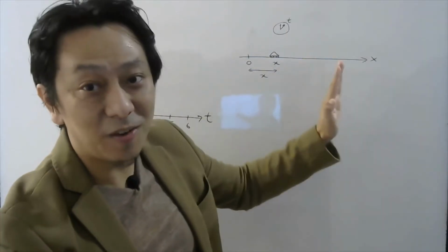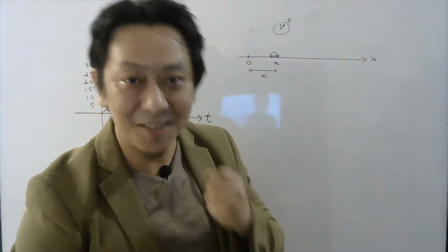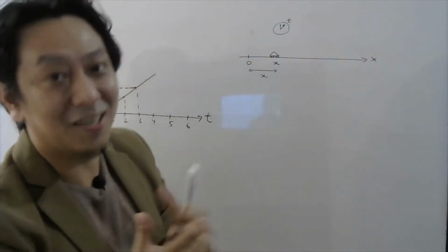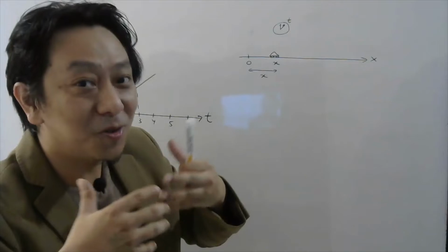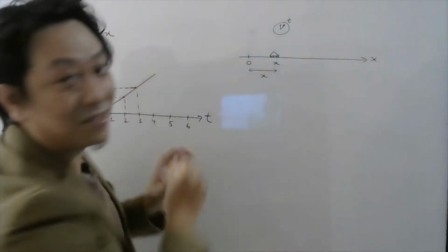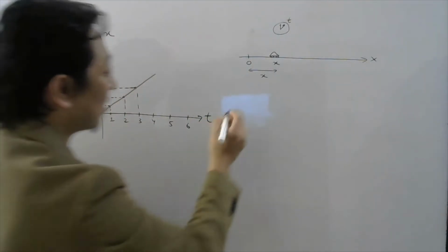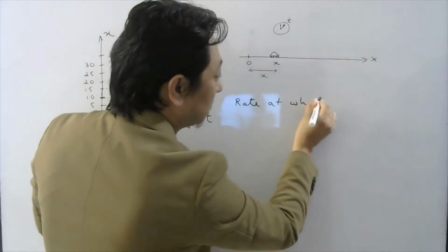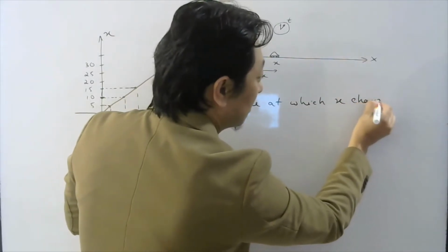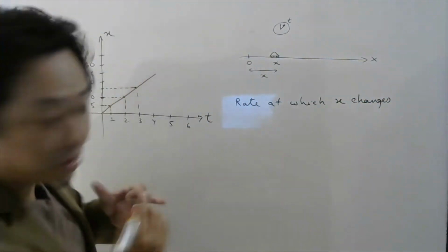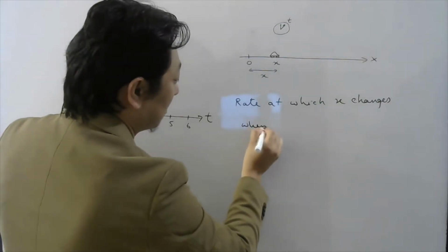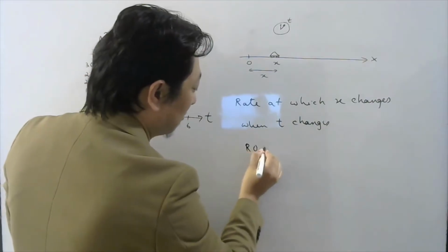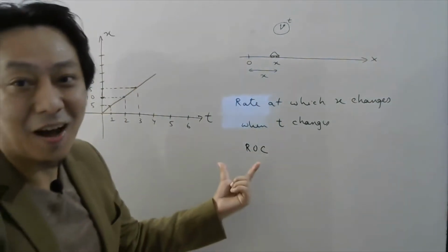Now if the car is moving, this position will change, isn't it? Now if the car is moving, you would want to know the rate. So you would like to know the rate at which x changes when time changes. So what are we interested in now? Rate at which x changes, where x represents the position, when time changes. In short, let us write it as rate of change. In short, I will call it ROC.